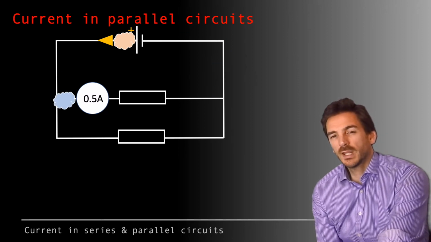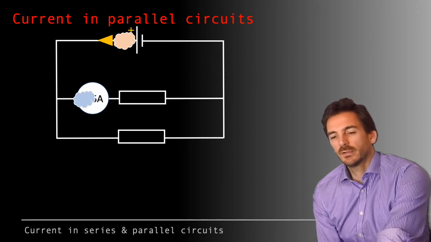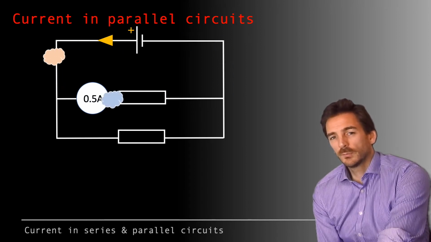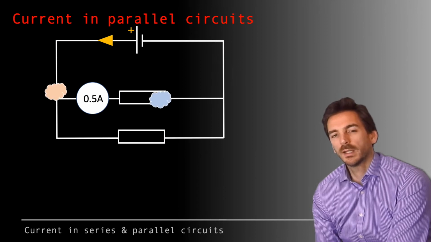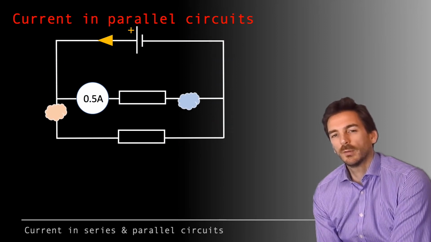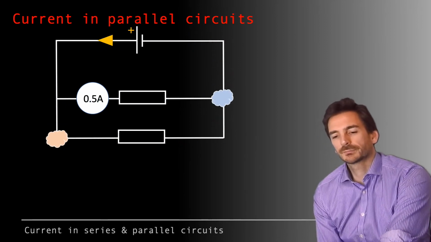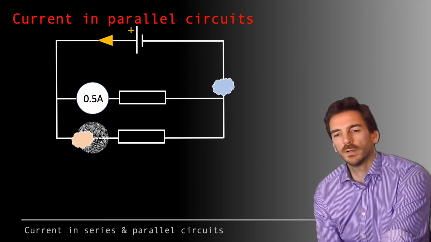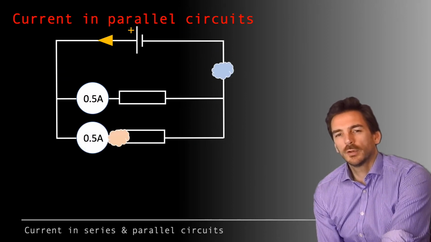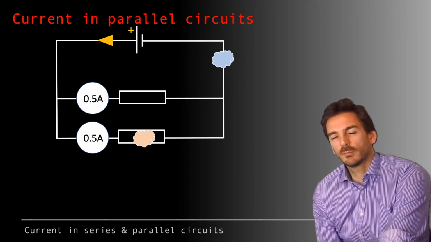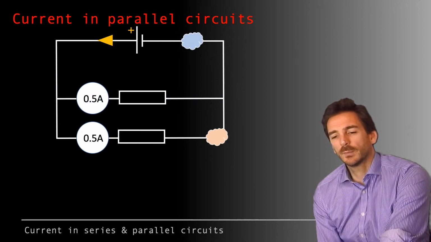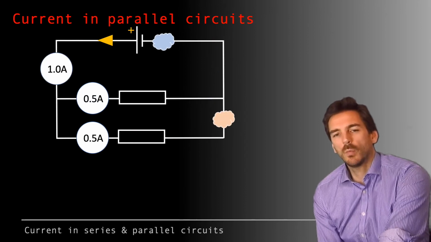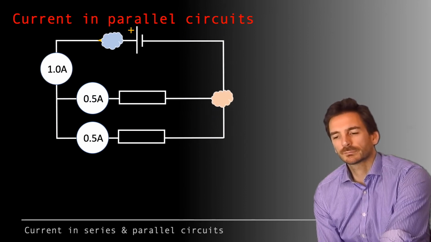Now, because the bottom resistor is identical, the coulomb that flows through it is going to flow through it in exactly the same way in which the coulomb flows through the top one. It's got the same resistance. And that means the same current will flow through it. So there's going to be half an amp flowing through the top resistor and half an amp flowing through the bottom resistor. So that means the power supply, if we put an ammeter there, is supplying 1 amp in total.